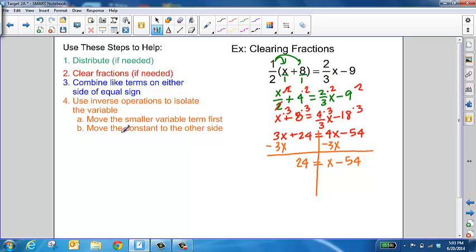And then our last step is to move the constant to the other side. Since we are subtracting 54 here, the inverse operation would be to add 54. So if we add 54 to both sides, we get x equals 78. Now remember, you should always be doing your check by substituting in the value of that variable back up into the original equation and make sure that both sides end up being equal.